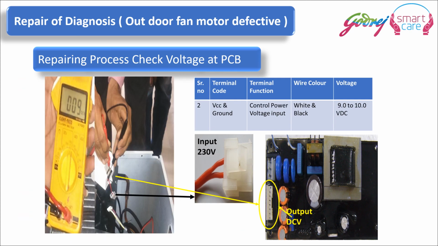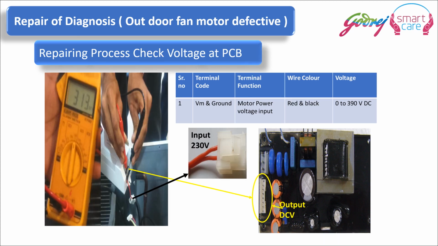At VCC and ground, the white and black wires, the voltage is 9 to 10 volts DC. At VM and ground, the red and black wire terminals, the voltage will be 0 to 390 volts DC.